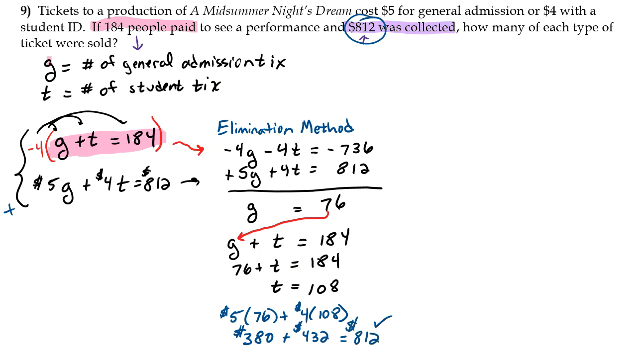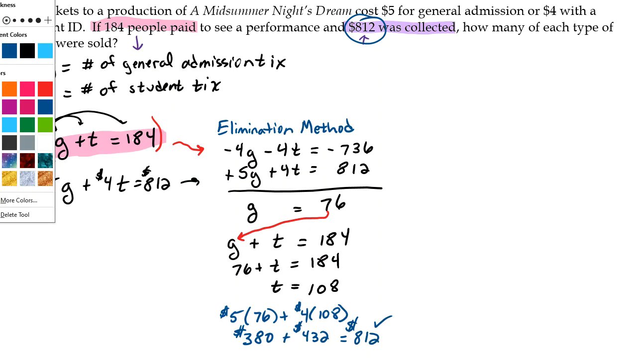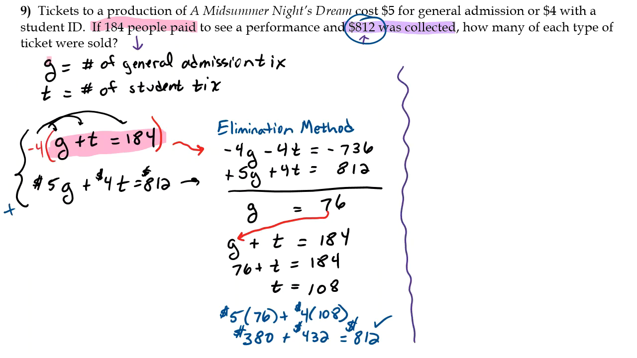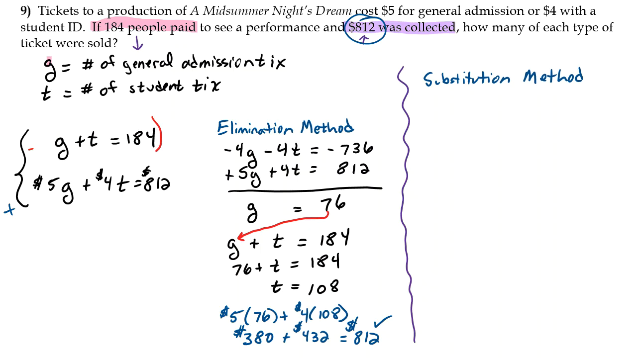Awesome. Got it right. All right, so just for fun, let's solve this again using the substitution method. So you can see that this is really just as easy. Now remember, when you're doing the substitution method, you need to get one of the variables in one of the equations by itself. So we either need to get this g by itself. That'd be pretty easy. We just subtract the t over. Or we could get this t by itself. Well, that would be pretty easy. We just subtract the g over.